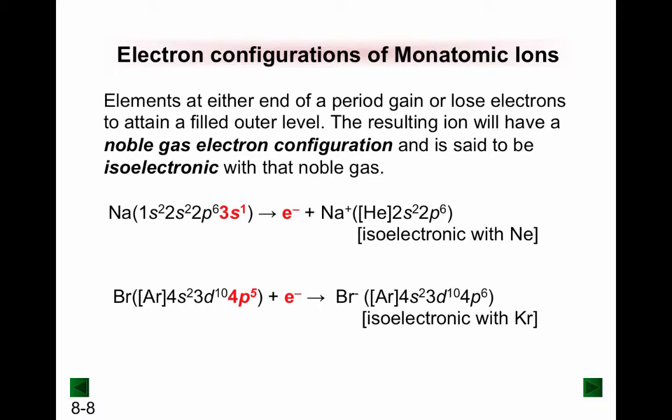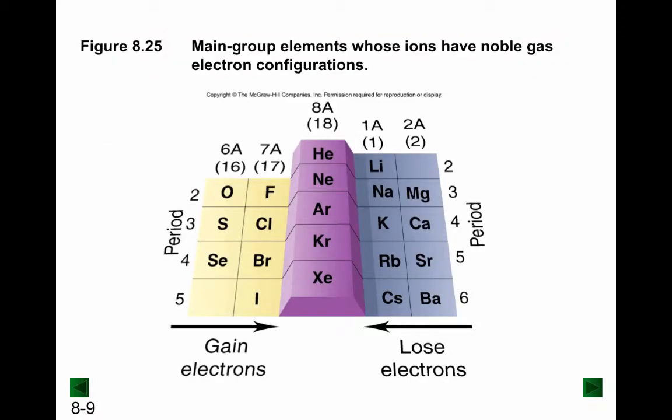When sodium loses one electron, it forms the sodium cation, which has the same number of electrons and the same electron configuration as neon. Chlorine gains one electron to form the chloride ion, which has the same number of electrons and the same electron configuration as krypton. Do you see this? This is Figure 8.25, and it shows us the main group elements whose ions have noble gas configurations.